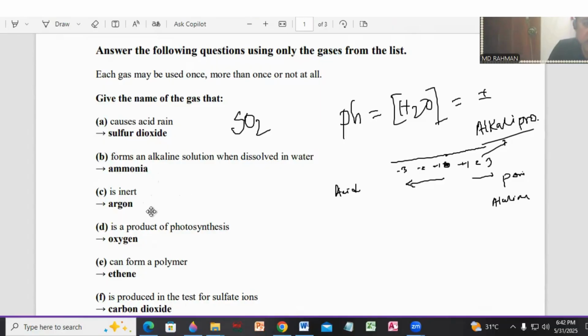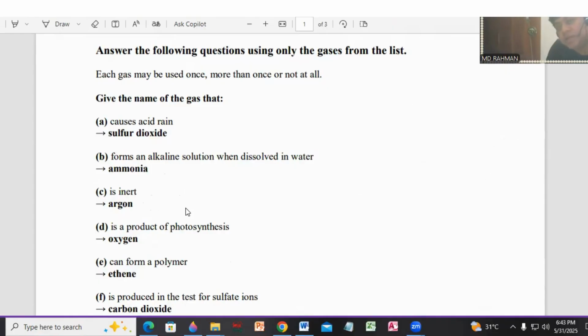And the next is inert. Which gas is inert? You have to find out from the names of the gases which gas is inert. Inert means chemically inactive, right? Chemically inactive means there is no chance to form any complex or any compound, or undergo any chemical reaction.